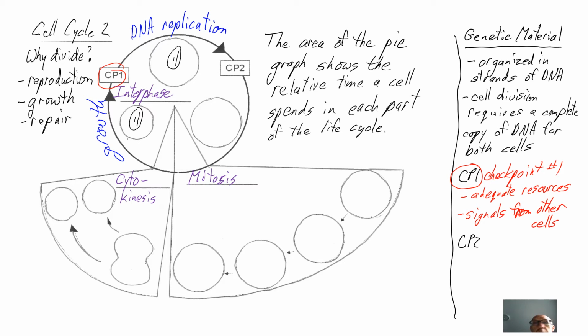Checkpoint 2. I'm going to do that one in orange. So checkpoint 2. The first thing it does is check to see if the DNA copied. It checks to see that the cell actually made a copy of the DNA. Kind of like a teacher checking to see if a student actually did their homework, because just because you said to do it doesn't mean it's actually been done. So the cell actually goes to the trouble of checking to make sure the copy was made.